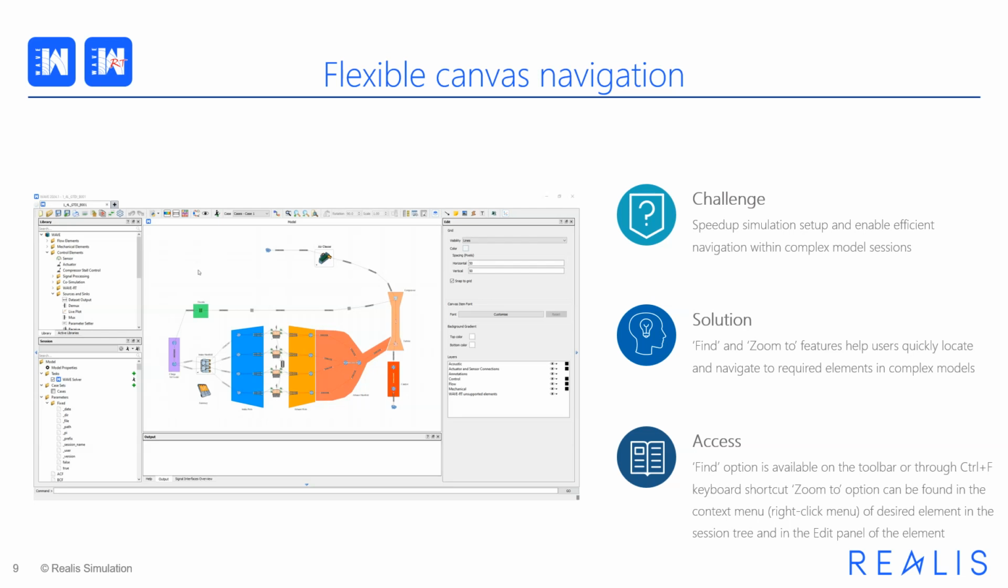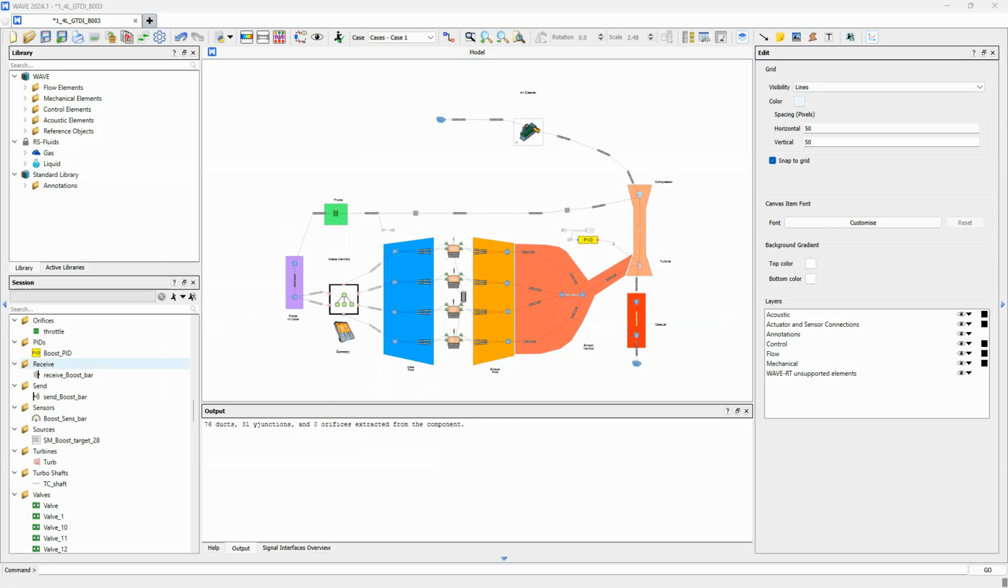It then displays the list of found elements, and users can scroll through the list with the canvas focus following the selection. The Zoom to feature is available through the context menu of the element in the tree, as well as through the Edit panel. It allows users to focus the canvas automatically on the required element and its neighbors. Let's illustrate this functionality using our turbocharged gasoline direct injection engine as an example.